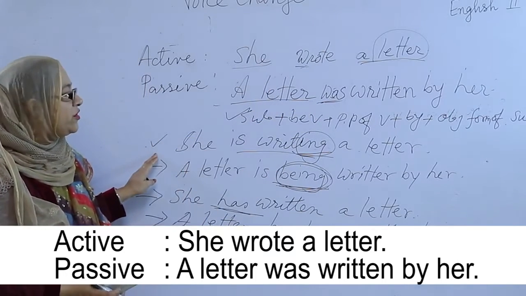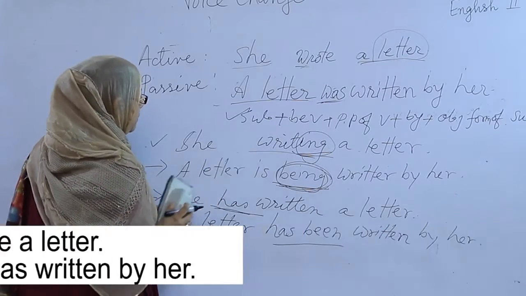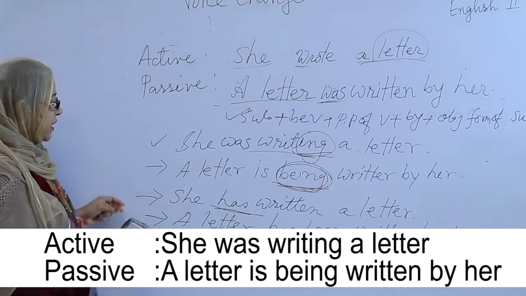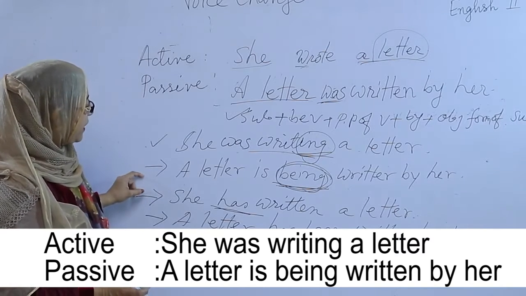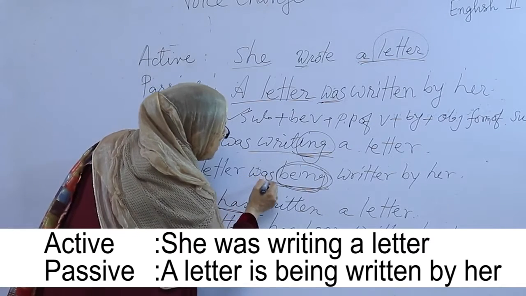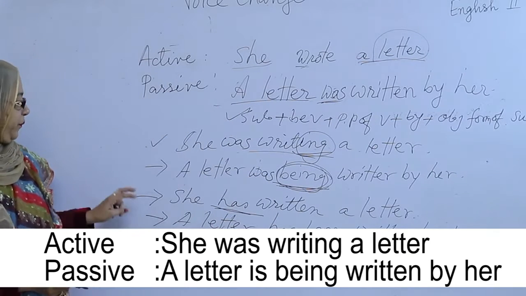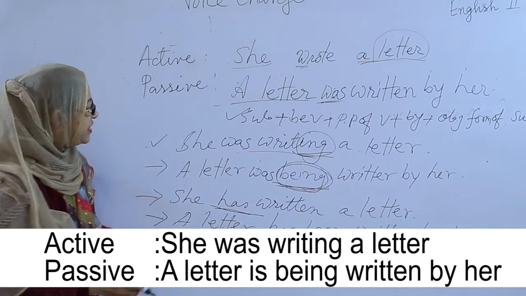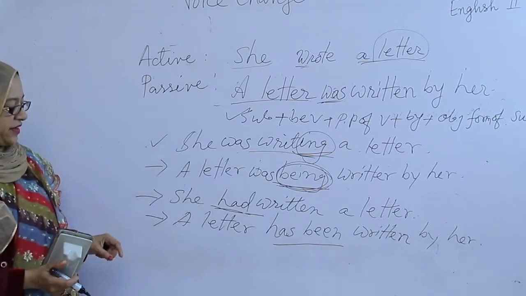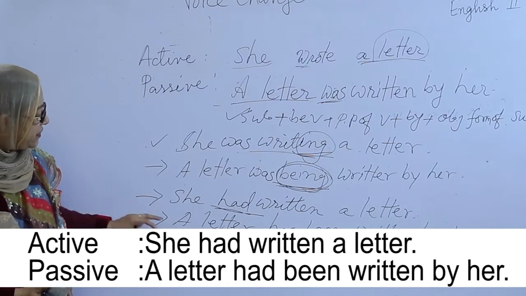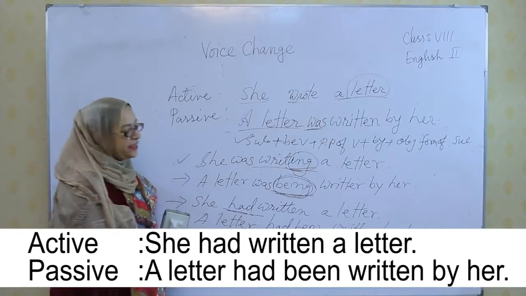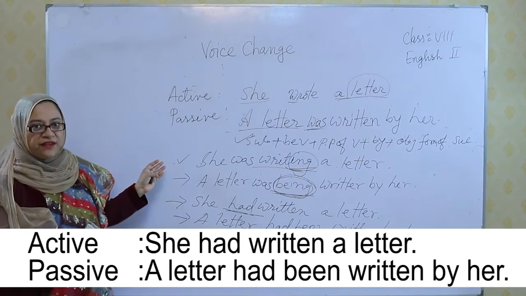And then we see the past continuous form: she was writing a letter. When I change it into passive, I only change a letter was. A letter was being written by her. And then the past perfect form: she had written a letter. When we turn it into passive, we only change a letter had been. So it is easy, very easy if you concentrate on it.